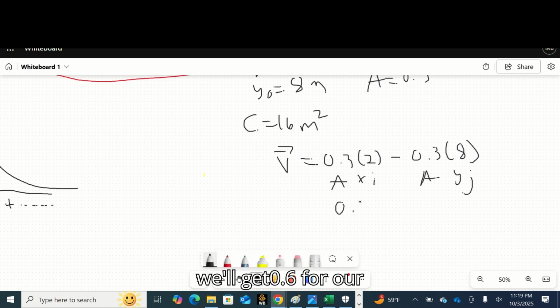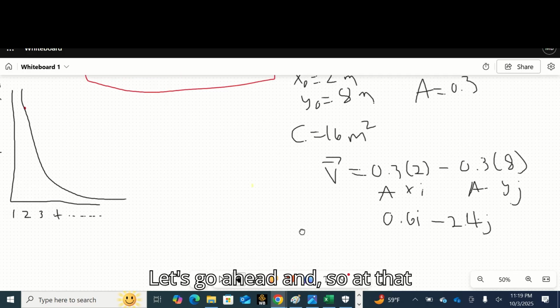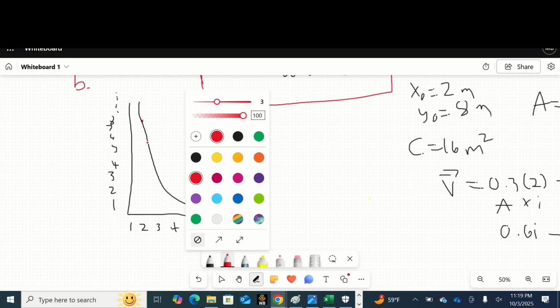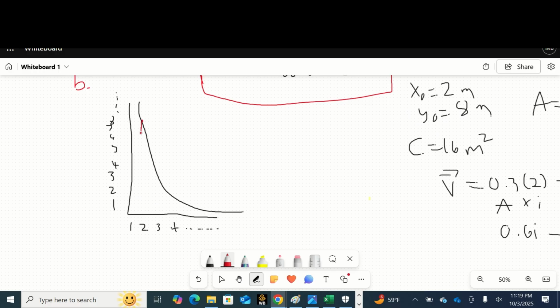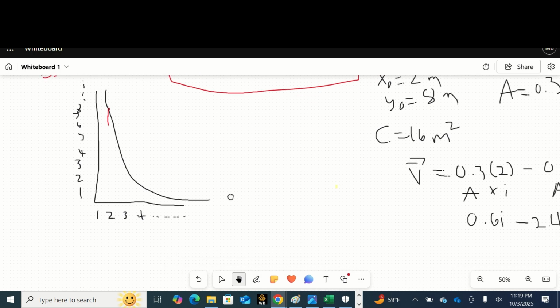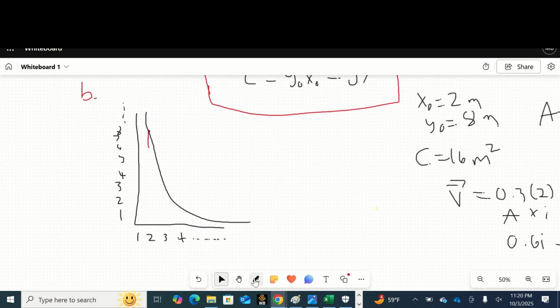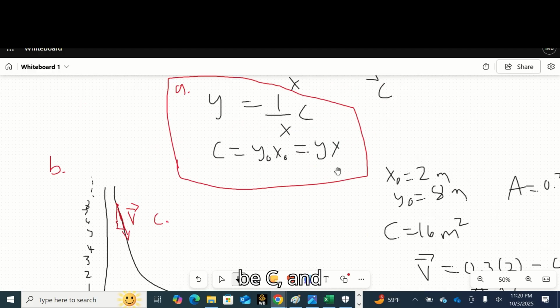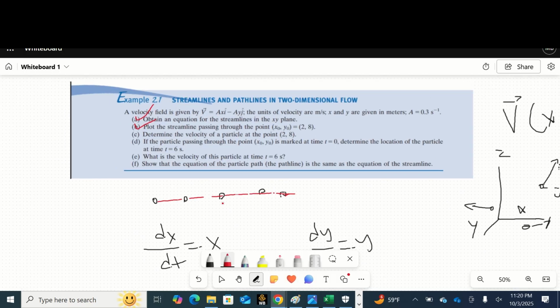we'll get 0.6 for the horizontal component and negative 2.4 for our vertical component. So at that point 2, 8, let's think about it going down by negative 2.4, and going to the right is 0.6, and our velocity vector is going to look something like that. So this is going to be C. And now that we've got C out of the way, we can move on to D.